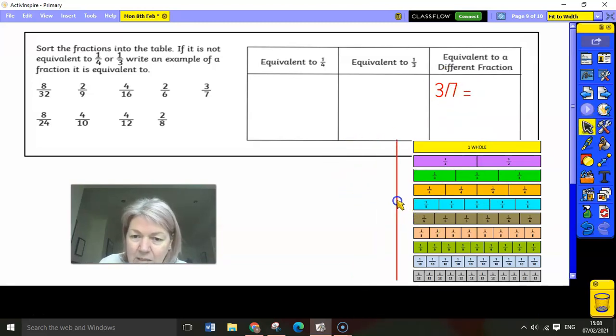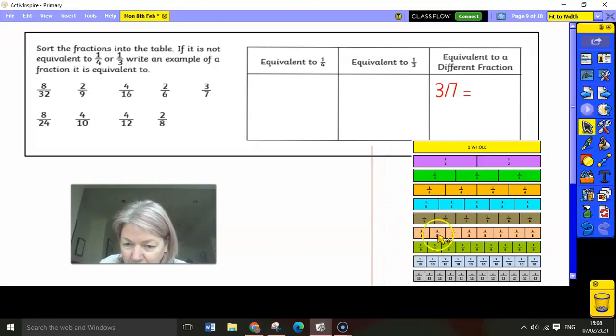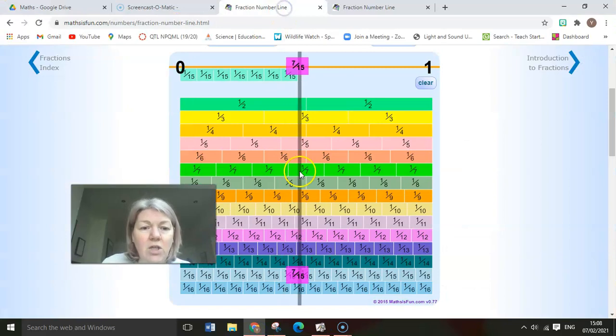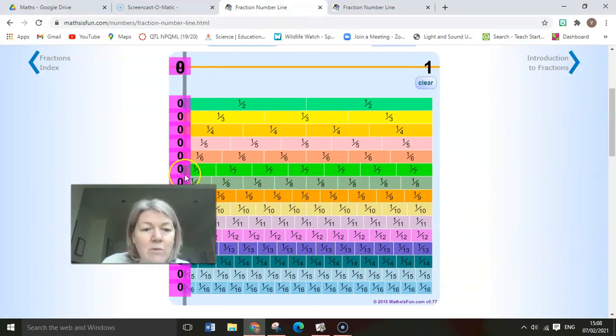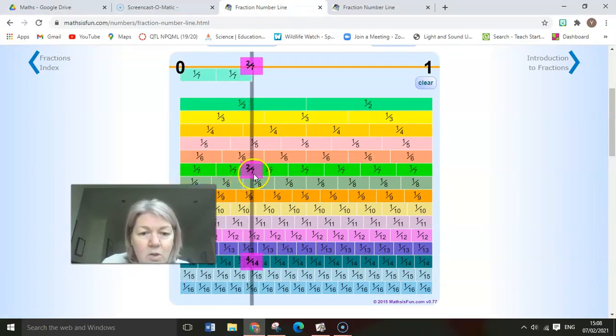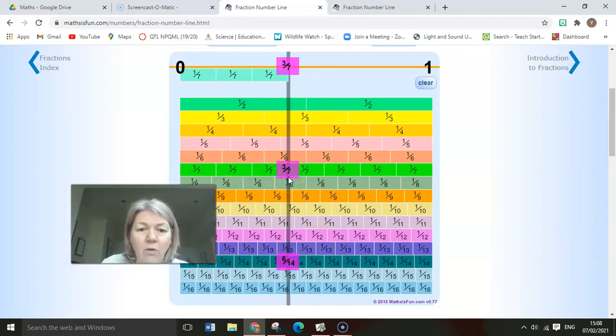So here is my, have I got sevenths on there? I haven't got sevenths on there. I wonder if I've got sevenths over on my fraction number line. I have, and it was 3/7, wasn't it? So 1, 2, 3. So I can see I've got 3/7 there, and actually if I look down I can see that there's only one other equivalent fraction for 3/7. It's 6/14. Look, can you see it right down the bottom there?